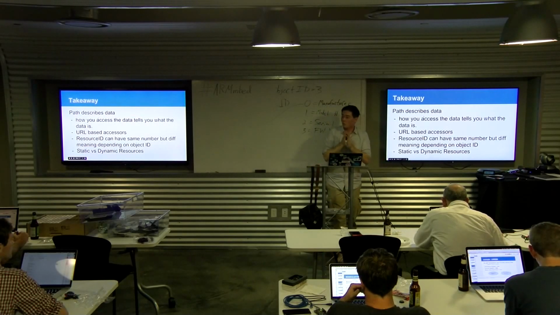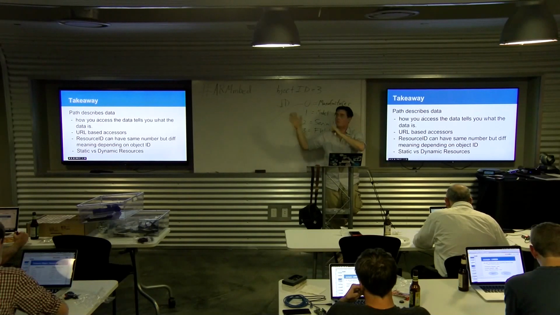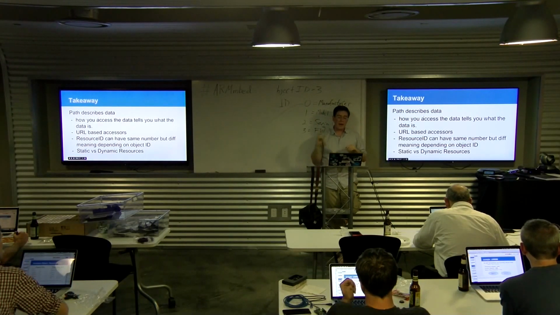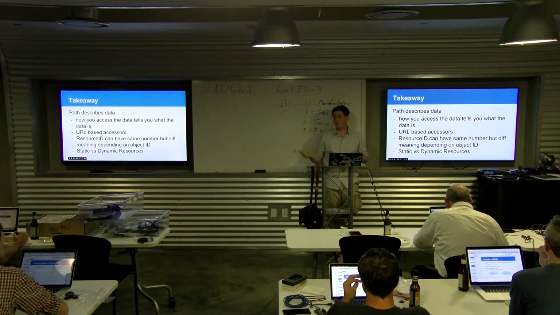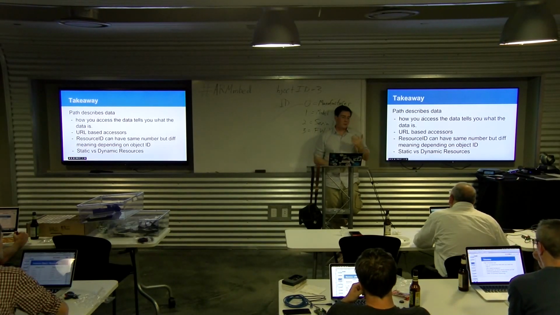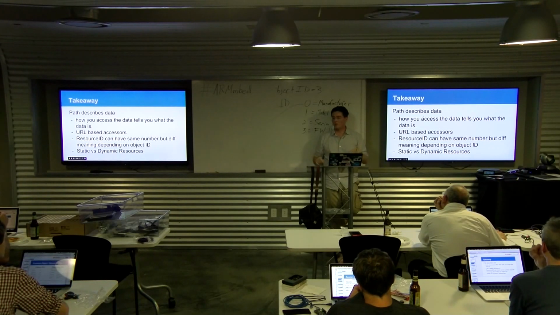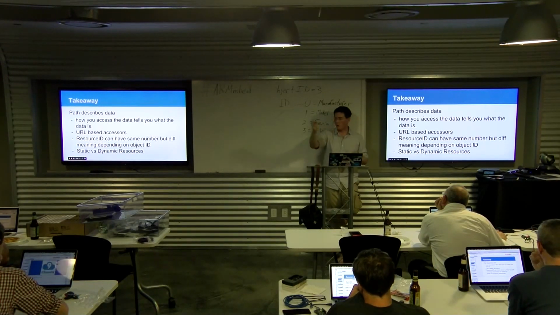Takeaway, just gonna emphasize this one more time. There's the object ID, object instance, resource ID. The path describes how to get to the data. So it's nothing more than really just a way to access it. And it's built so that you can have multiple instances and multiple different things all coexisting. So to get a single value, I have to specify all three of those things.